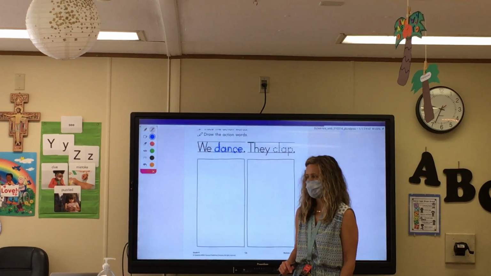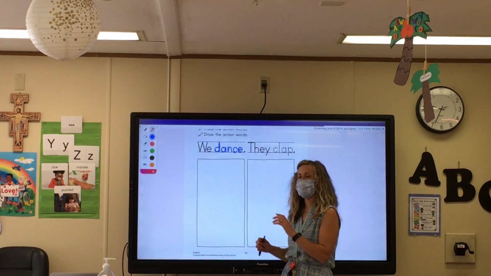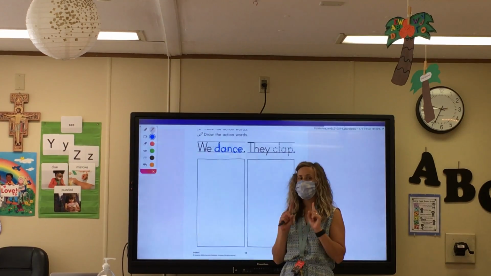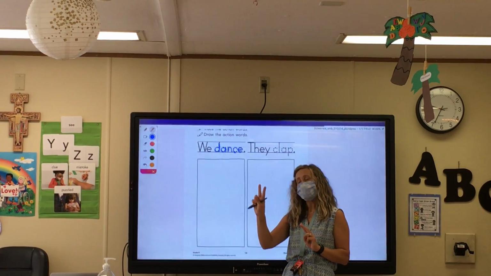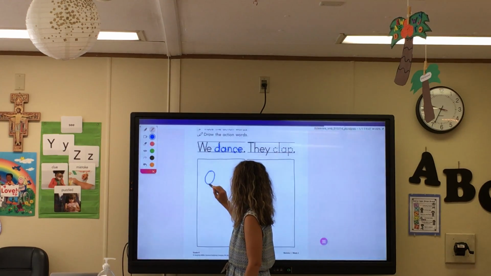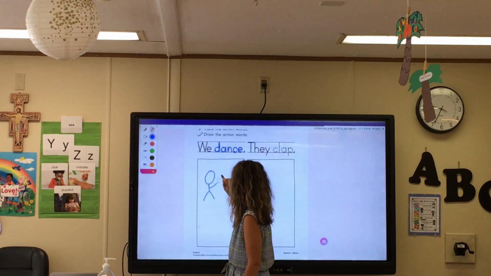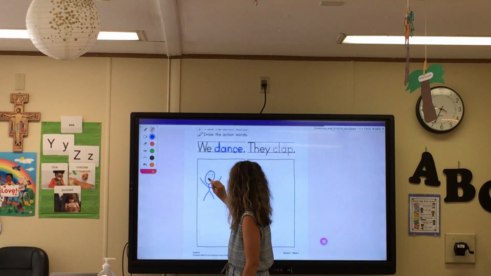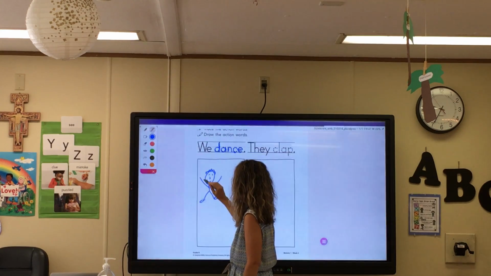Okay, where's your pencil? All right, so now we need to draw a picture of not just one person dancing, but at least two. Okay, so we dance. All right, so I need to see at least two. I'm just drawing a simple picture, guys, because this pen is always a little bit harder. I have my dancing shoes on.